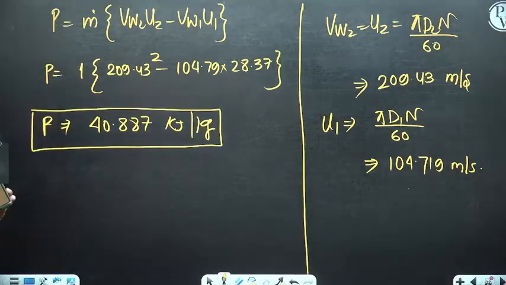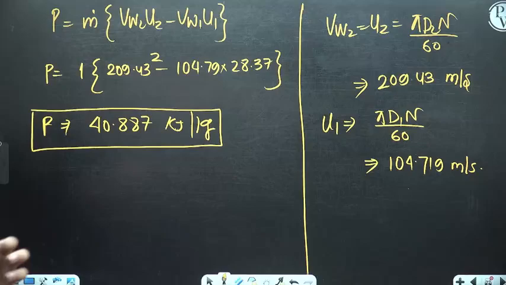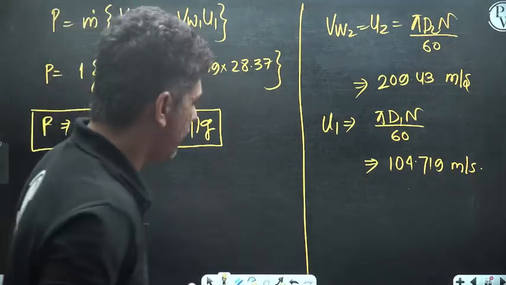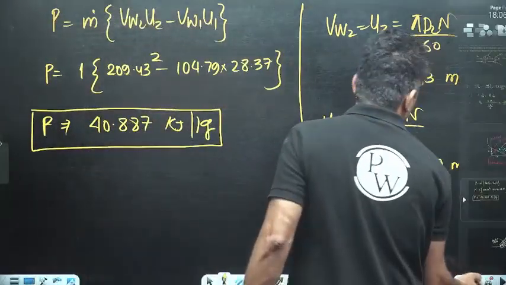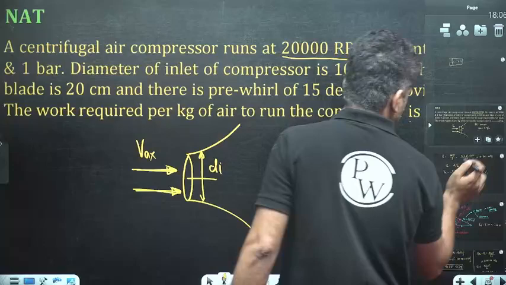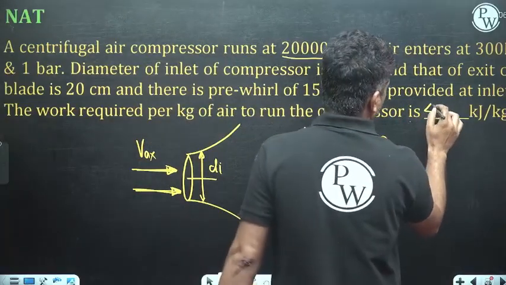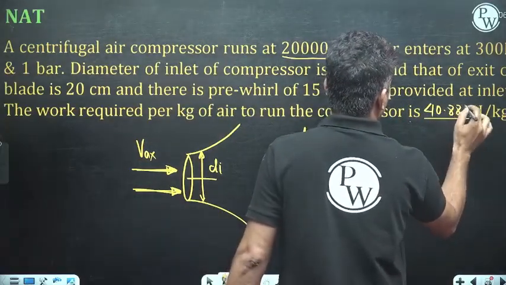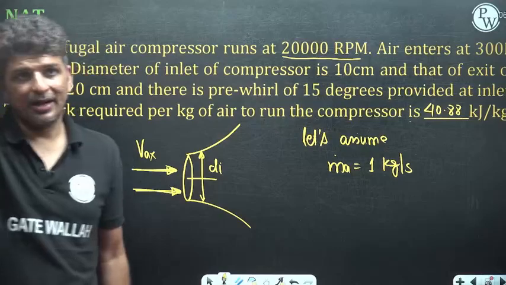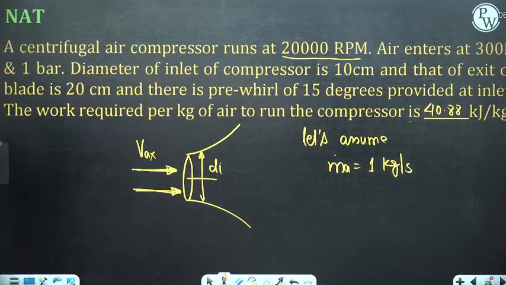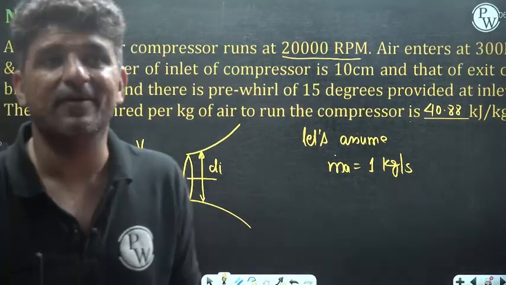So this is the amount of energy required for compressing 1 kg of air. Is it clear? So 40.887. This was an excellent question. Is it clear? Understood? So I hope everybody has understood the concept of pre-whirl now.